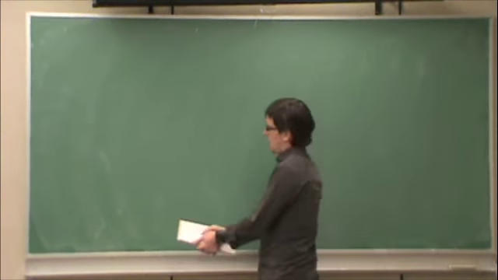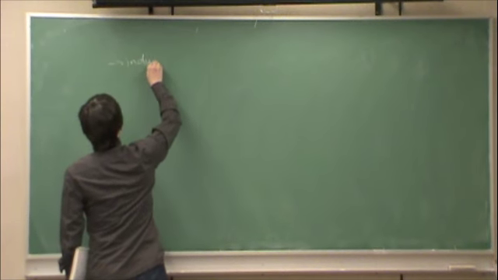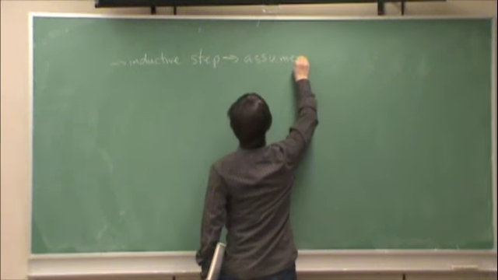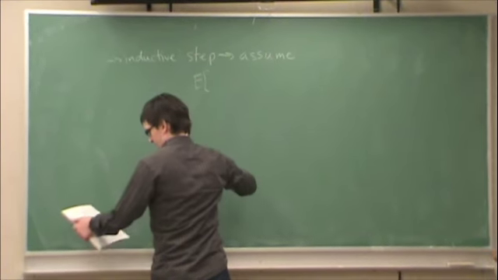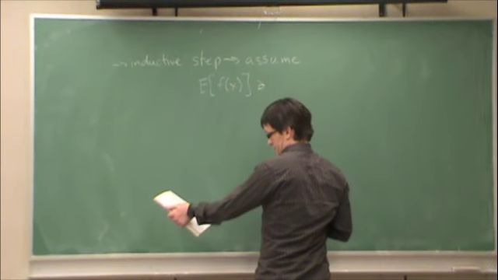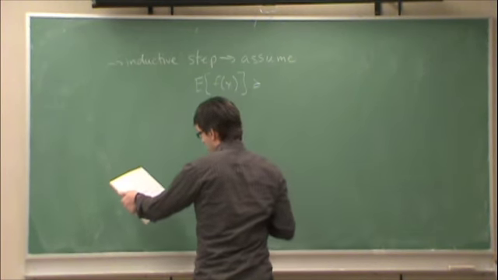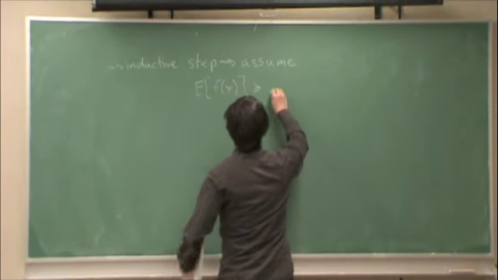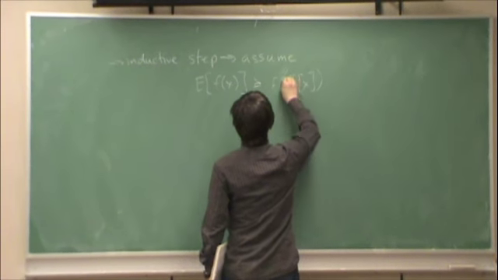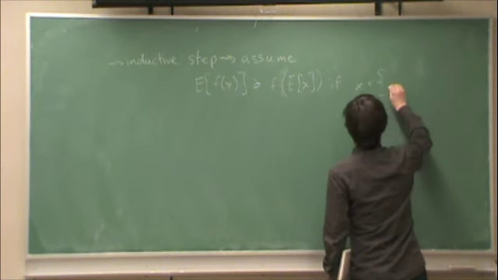Now we go to the inductive step. So we assume the expected value of f of x is greater than or equal to f of the expected value of x if x can take k minus 1 possible values.